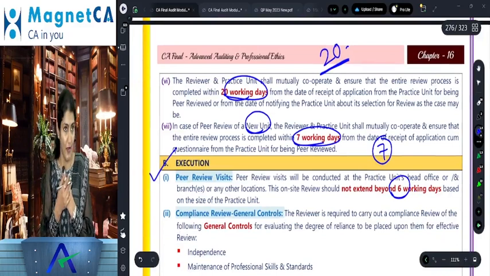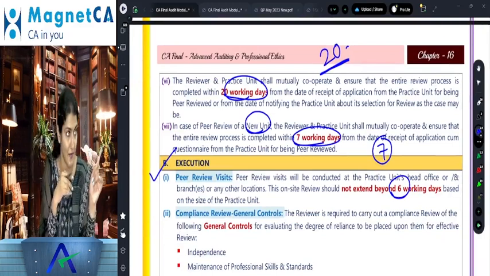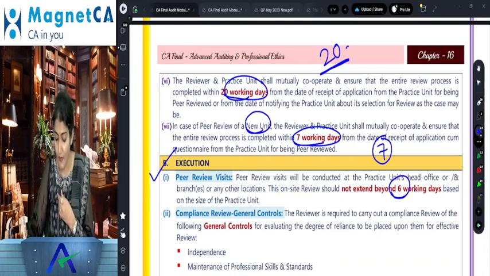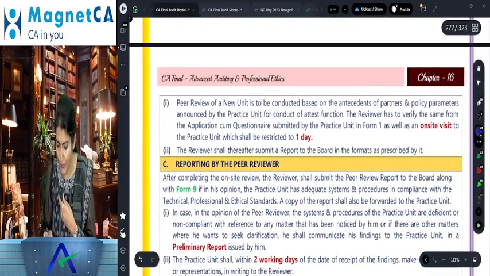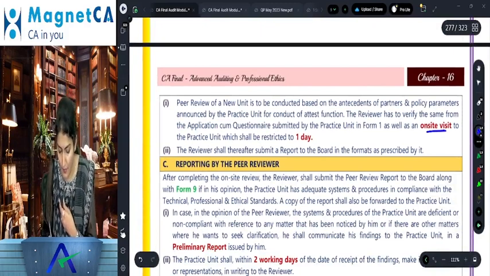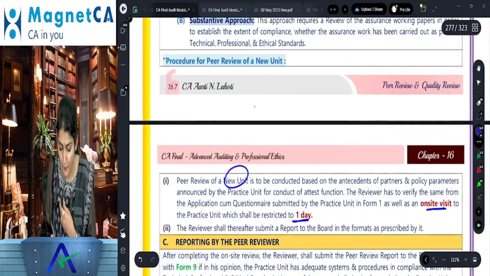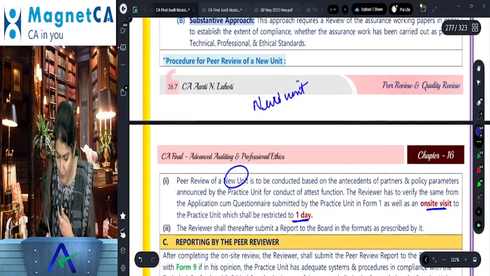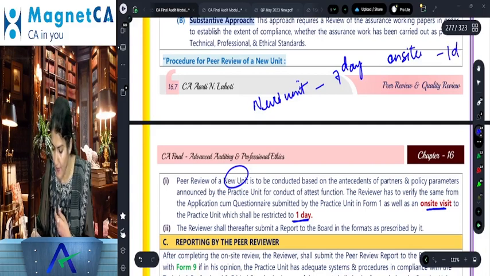You understand? On-site review cannot extend 6 working days. And for a new unit, on-site review cannot exceed the 1 working day. So for a new unit, the entire peer review has to be completed within 7 days, and the on-site review cannot exceed the 1 day.